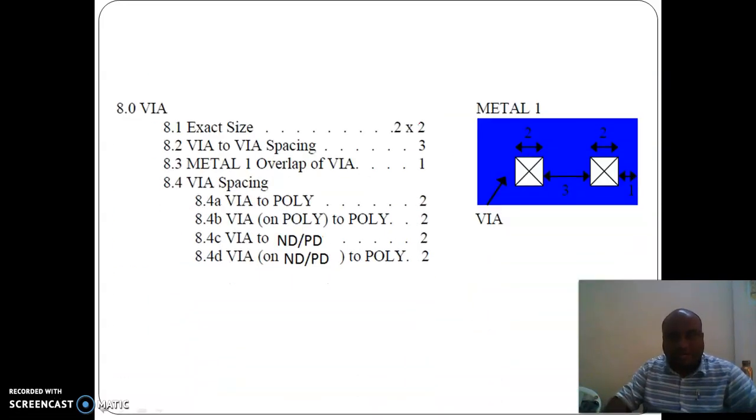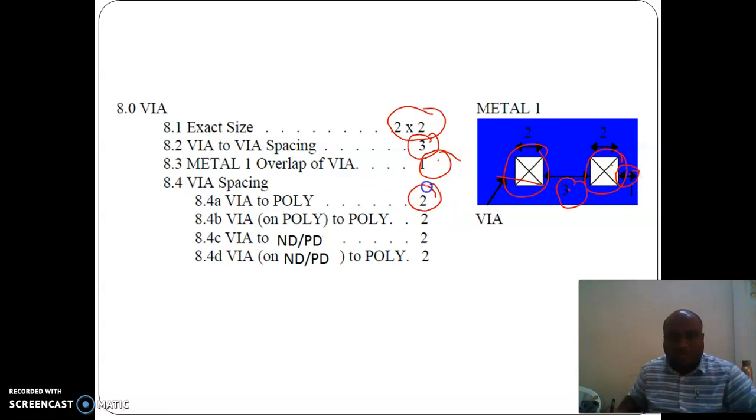And whereas via, how to represent a via? Via is represented with a cross mark, right? And dimension is 2 by 2, that is 2 lambda by 2 lambda. And via spacing is 3 lambda. And overlap of the metal with via is 1 lambda. So this one is 1 lambda.